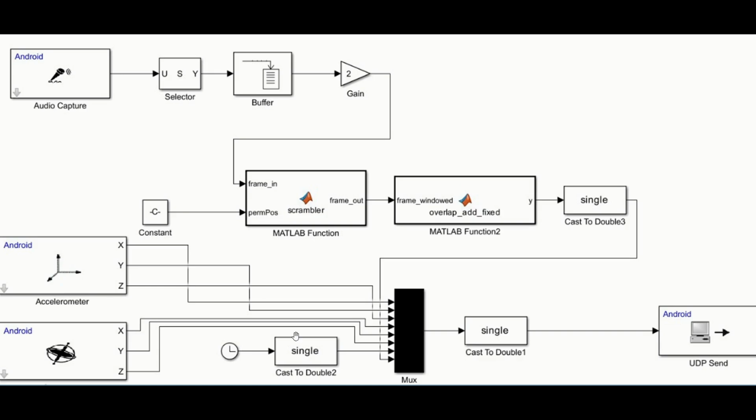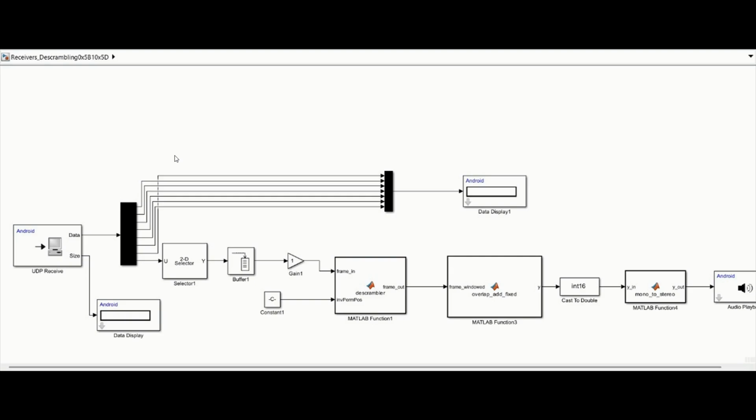The combined data is also converted into single precision format before being sent to the final stage, the UDP send block. This block acts as a communication gateway, transmitting both audio and motion data wirelessly over the network to a receiver system for further processing or visualization. So here is the explanation of the receiver block.